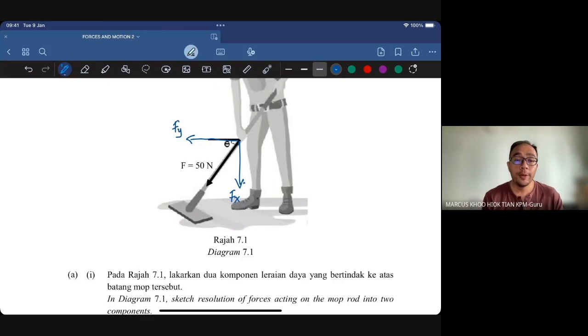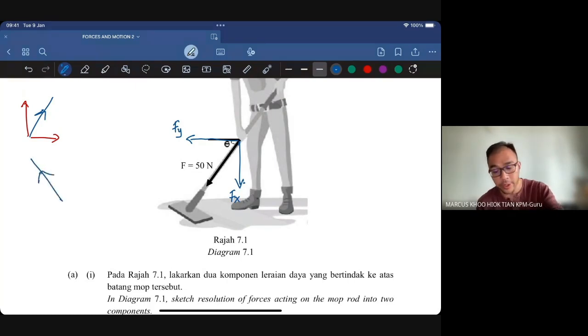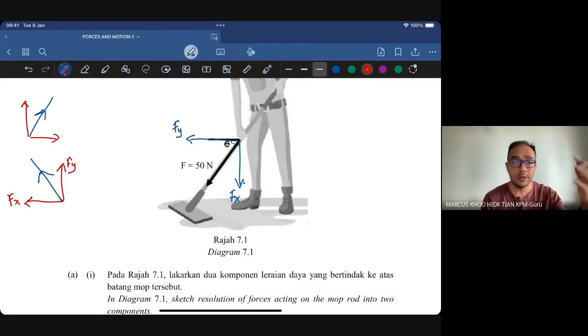Everybody, there are only 4 directions in which this force can be resolved. Number 1 is this one. This one will be up and right. And we resolve the forces. Red color is resolve. The second direction is like this. This will be up and left. This Fy, this Fx. This is really not difficult.